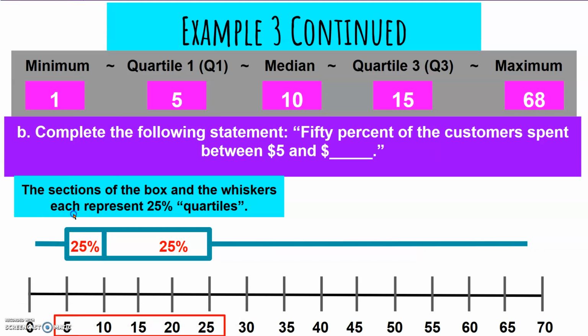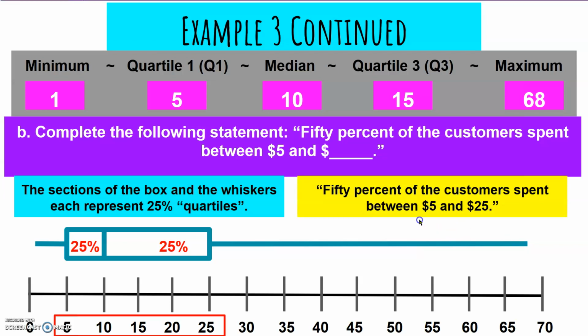Just like this segment here is 25%, even though it's only four numbers long. And even though this one is way longer, going from 25 to 68, it's still only 1/4 of our data. So 50% of the customers spent between $5 and $25 because that's 2 quartiles. That's 2/4 of our data, which is 50%.